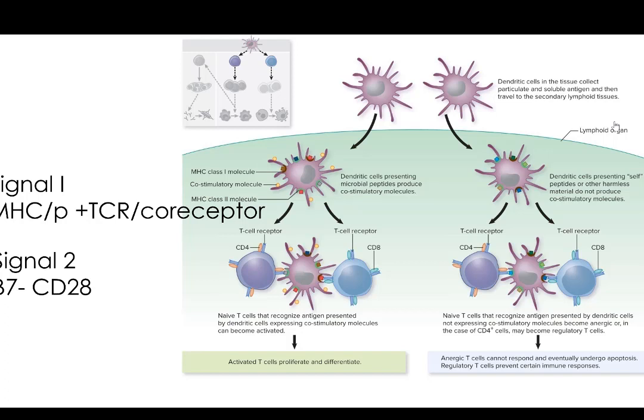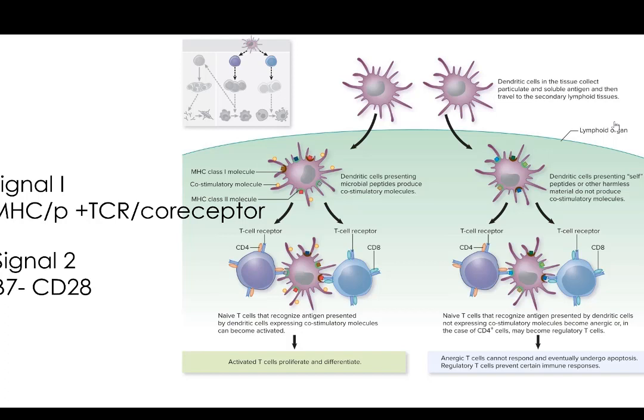Signal 1 is MHC and a pathogenic peptide binding to the T cell receptor and the co-receptor, and this is from this book. If it gets 2 signals, then the T cells proliferate and differentiate. If it only gets signal 1, then it dies or undergoes anergy. This figure from the book explains that. So if you don't know, print that off, put it on a whiteboard, and explain this to yourself.